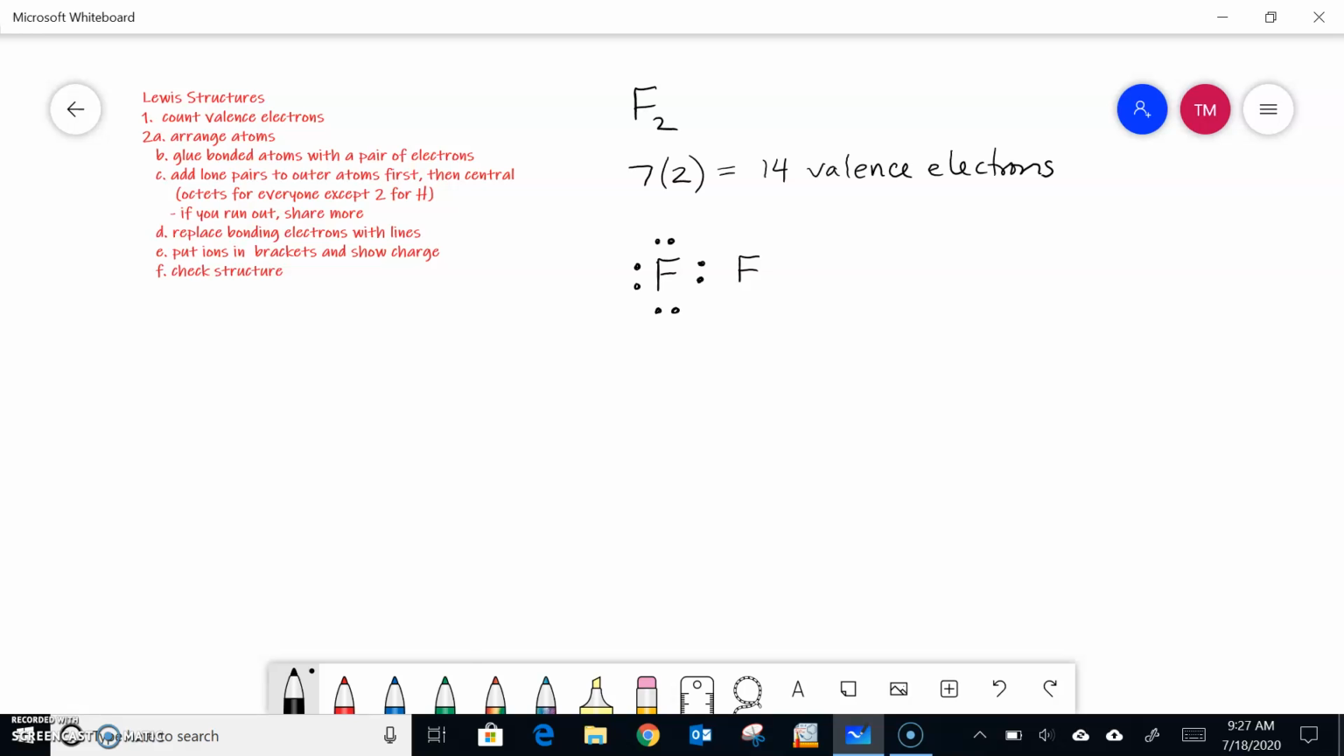So I want to pause for a second here and make a distinction between bonding electrons, these are the glue electrons, the ones that are shared between 2 atoms, and lone pair electrons, these are the ones that only sit on 1 atom at a time. Okay, so we have bonding electrons and lone pair electrons.